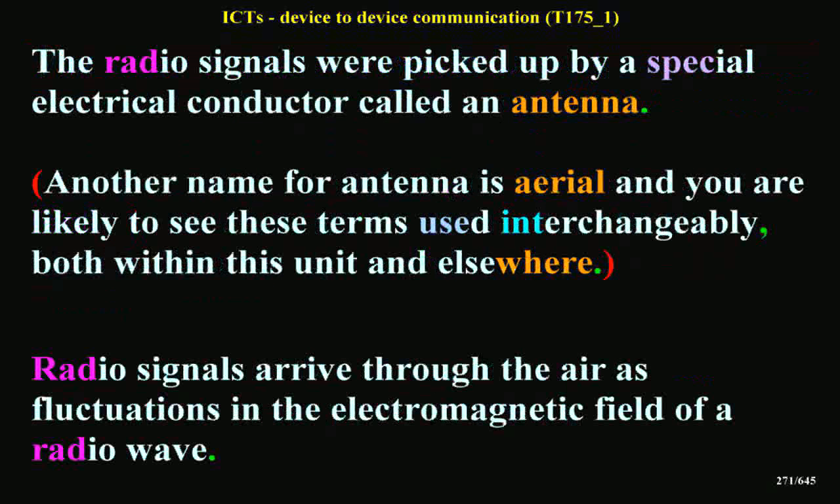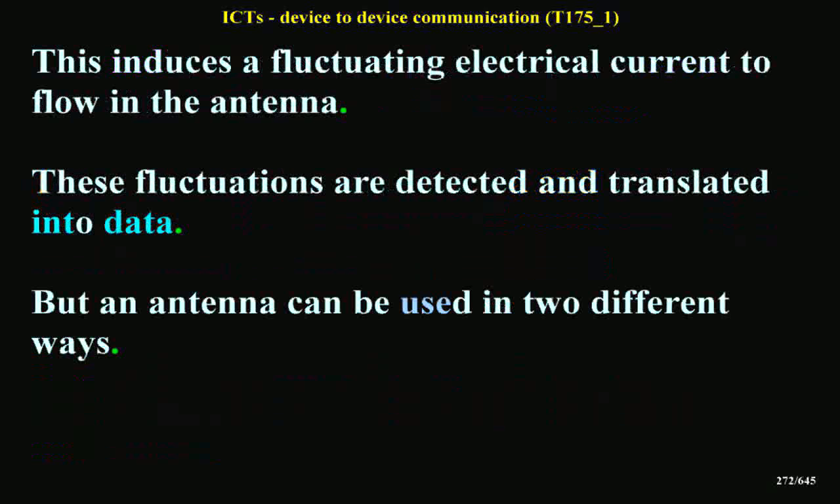The radio signals were picked up by a special electrical conductor called an antenna. Another name for antenna is aerial, and you are likely to see these terms used interchangeably, both within this unit and elsewhere. Radio signals arrive through the air as fluctuations in the electromagnetic field of a radio wave. This induces a fluctuating electrical current to flow in the antenna. These fluctuations are detected and translated into data.